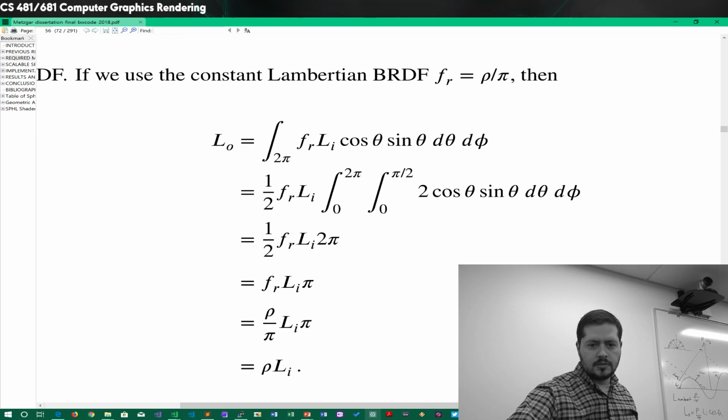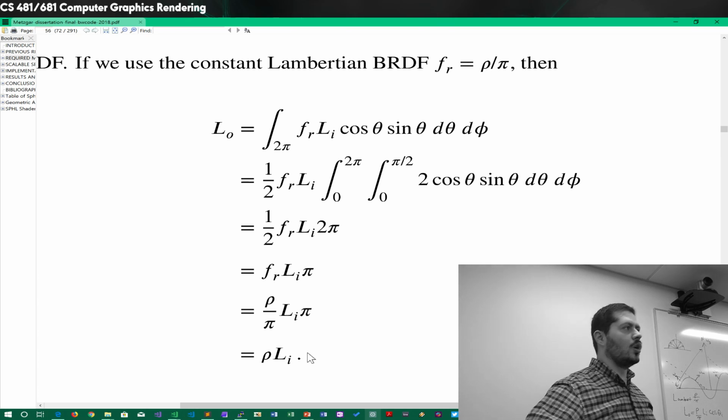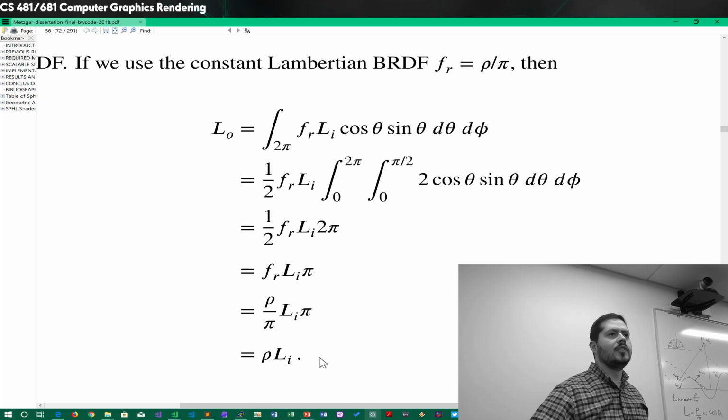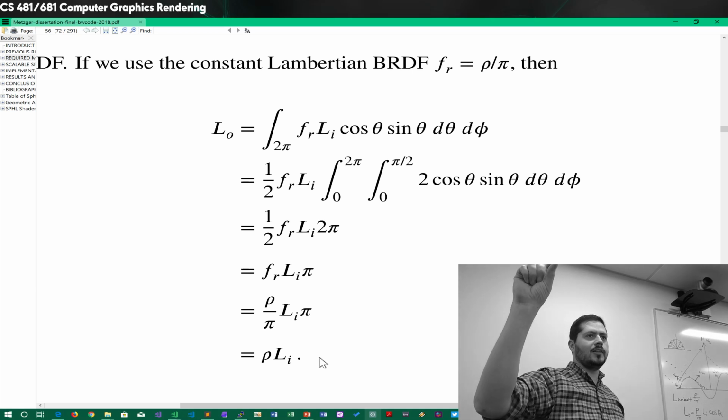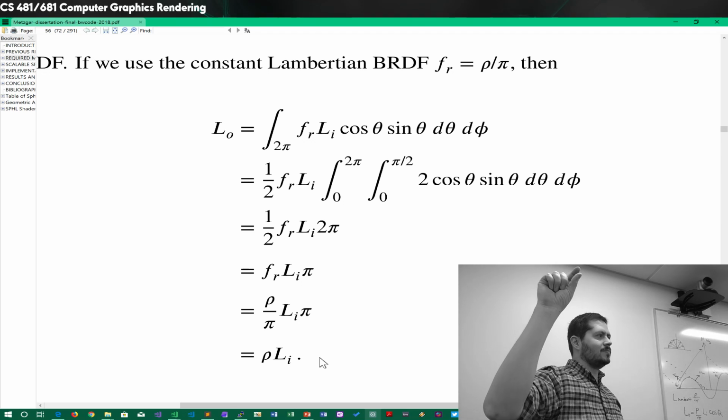And then the 1/2 times 2 goes away again. So we're left with f sub r times the incoming light times pi. And then the pi over 2 times our incoming light times pi will cancel out. And so we're basically just saying, remember, rho is absorption. So the outgoing light equals whatever that absorption is times the incoming light. All right? Does that make sense?